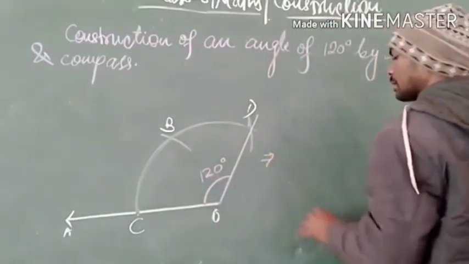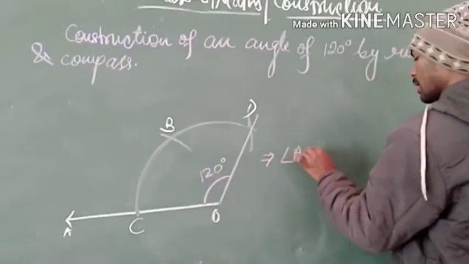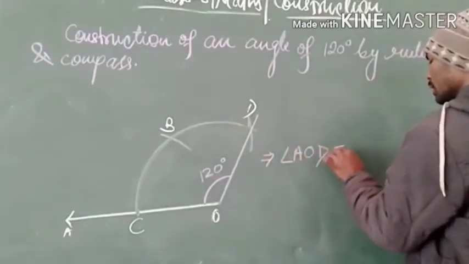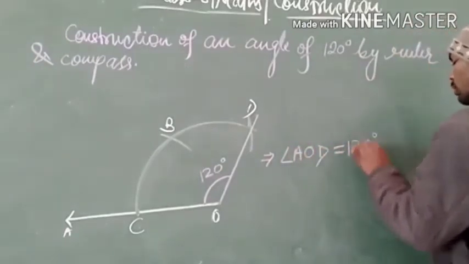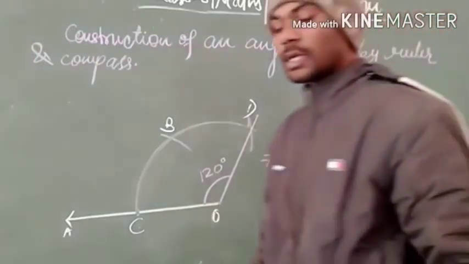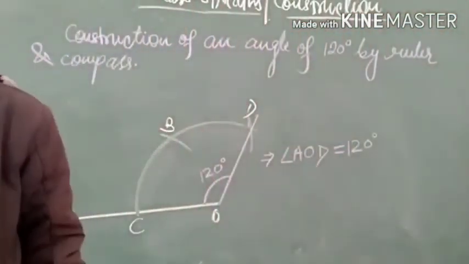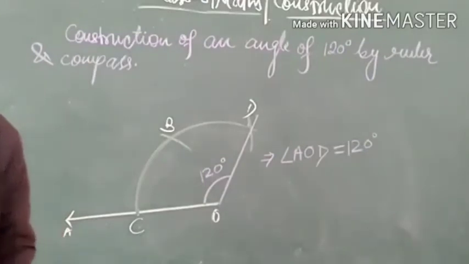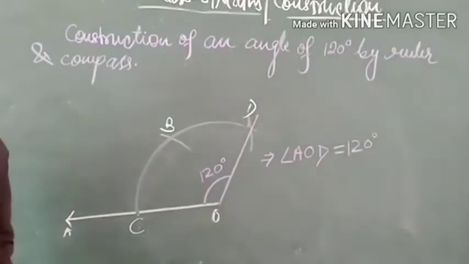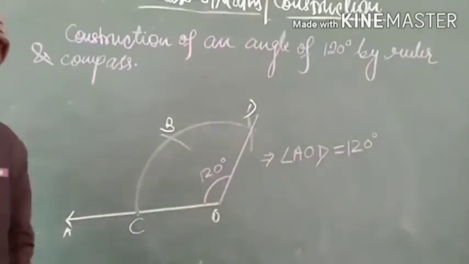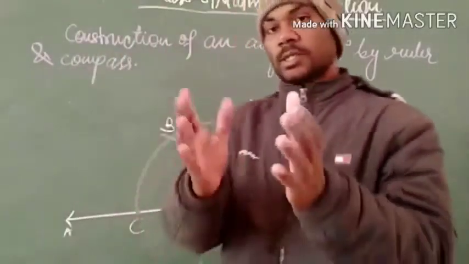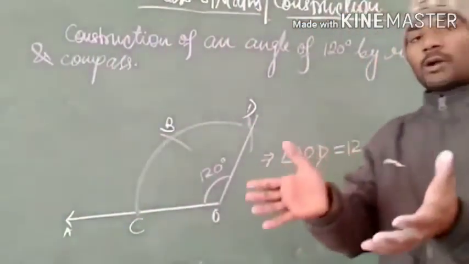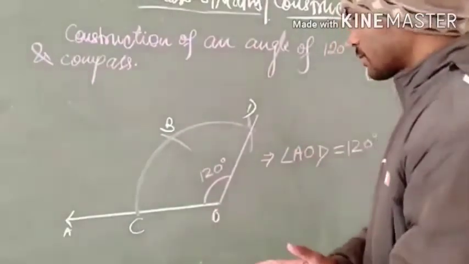This shows that angle AOD is equal to 120 degrees. So students, I hope that this construction is clear. Now let us see the construction once again, how we construct this.